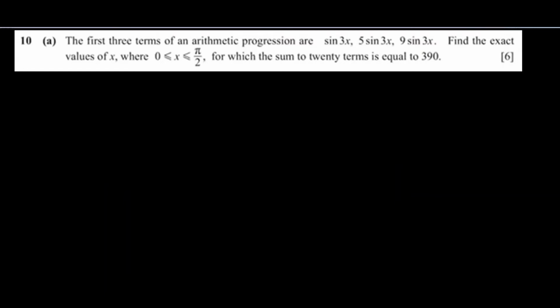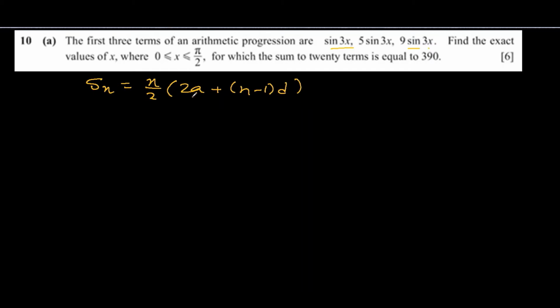Question number 10a. The first 3 terms of an arithmetic progression, AP, are these 3. Find the exact values of x, where x is an acute angle between 0 and 90, 0 and pi by 2, for which the sum to 20 terms is equal to 390. So we should know the formula for the sum to n terms. It is n over 2 times (2a + (n minus 1)d).